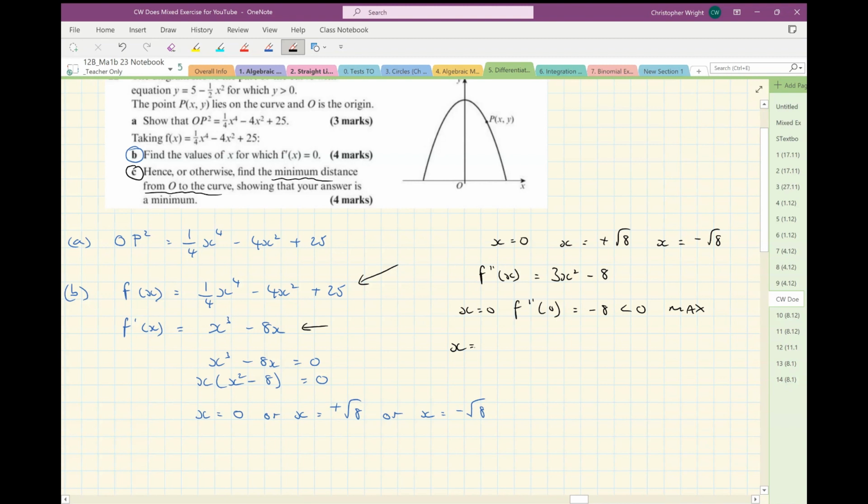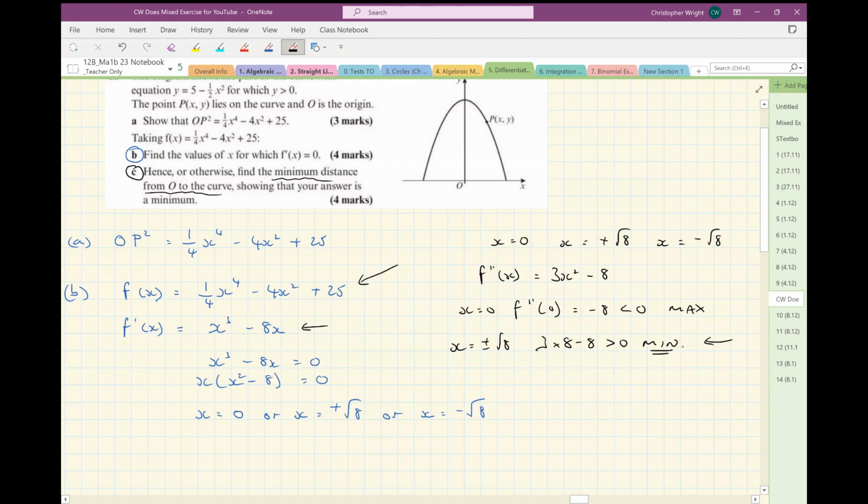So when x is plus or minus the square root of 8, let's evaluate 3 times the square root of 8 squared, which is 8, minus 8. Look at that. That's going to be positive. So the minimums occur when x is either plus or minus the square root of 8. Right? That is when the distance between the origin and the curve is at its minimum. Right? I've shown it's a minimum because I've shown that the second differential is positive.